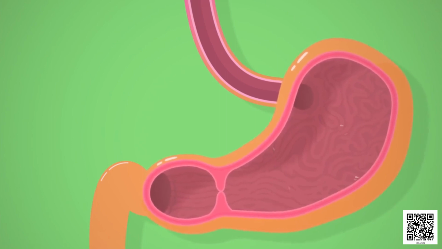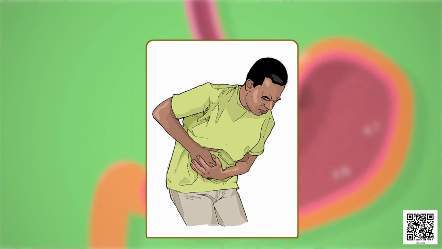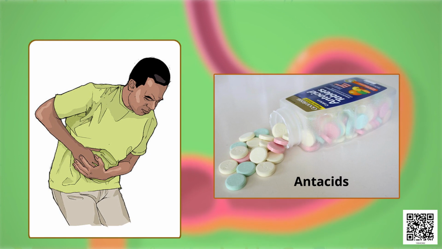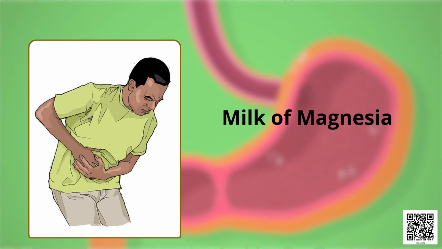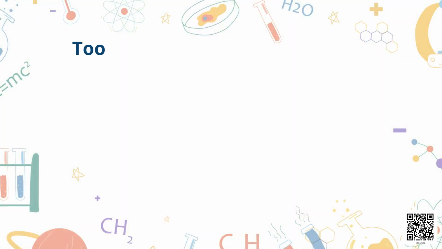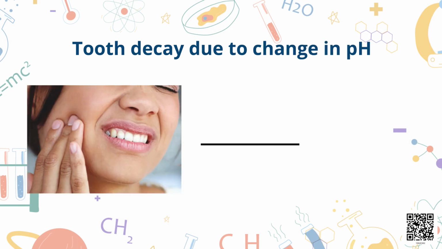But during indigestion, our stomach produces too much acid. This causes pain and irritation. To get relief from this pain, it is recommended to use antacids. These antacids neutralize the excess acid. Magnesium hydroxide, also called milk of magnesia, a mild base, is often used for this purpose. Tooth decay starts when the pH of the mouth is lower than 5.5.